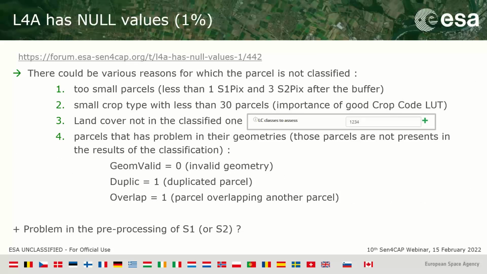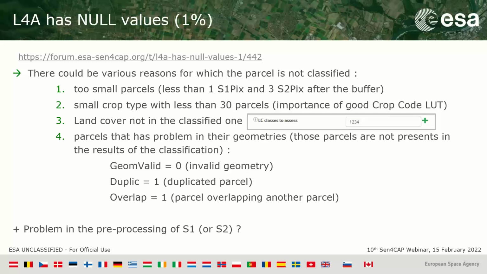Another issue was with some null values in the M4A routed product. For this, there could be several reasons for which the parcel is not classified. So there are small parcels, less than 1 Sentinel-1 pixel or 3 Sentinel-2 pixels after the buffering. Also, there could be small crop types that have less than 30 parcels. And this is the importance of the good crop code lookup table.